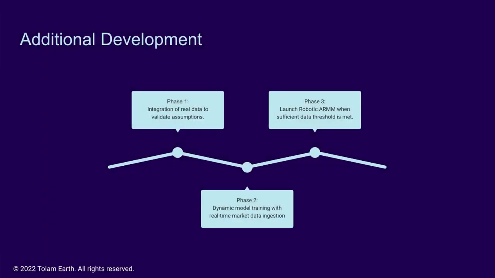As we start to expand the capabilities for the ARM, we see 3 more phases of development. Phase 1: Integration of real data to validate the assumptions made in the ARM. Phase 2: Dynamic model training and assessment with real-time ingestion of data from the Tolam Market. Phase 3: To launch a robotic arm when a sufficient data threshold is met, collaborating with Block Science to hammer out the details of this launch strategy.